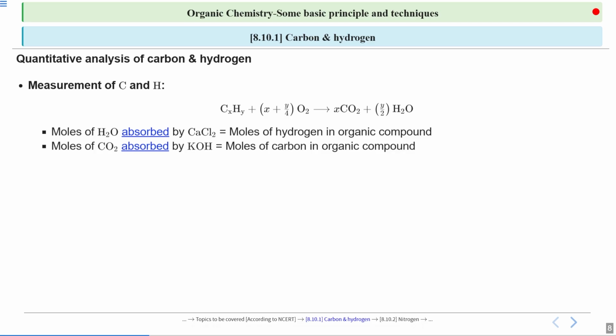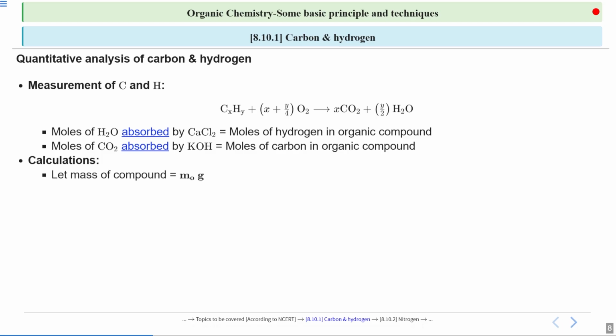Similarly, the carbon dioxide produced is absorbed by a potassium hydroxide tube. The increase in mass here tells us how much carbon dioxide was formed, which directly relates to the amount of carbon in the compound. Now let us talk about the calculations involved. Once we have measured the increase in mass from both tubes, we can use these values to determine the percentage of carbon and hydrogen in the sample.